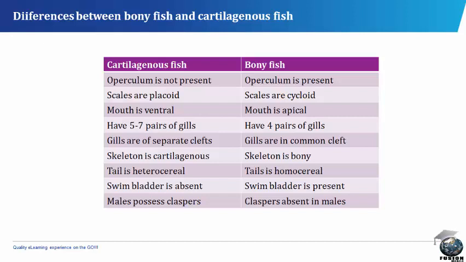For cartilaginous fishes, skeleton is cartilaginous, and for bony fishes, skeleton is bony. For cartilaginous fishes, tail is heterocercal, and for bony fishes, the tails are homocercal. For cartilaginous fishes, the swim bladder is absent, and for bony fishes, swim bladder is present. For cartilaginous fishes, males possess claspers, but for bony fishes, claspers are absent in males.